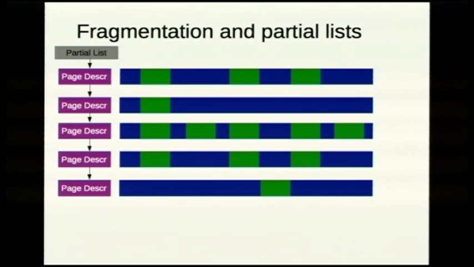And so the partial list overhead is one of the major things also in terms of performance of the SLUB allocators, because you need to take locks to manipulate the partial list, and you need to traverse this list to find pages where you have objects that you can allocate. It's critical to block alloc as well.